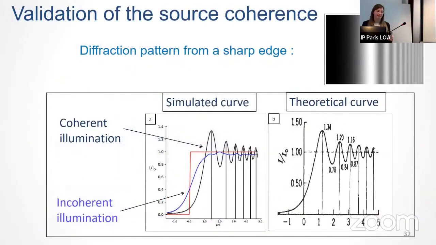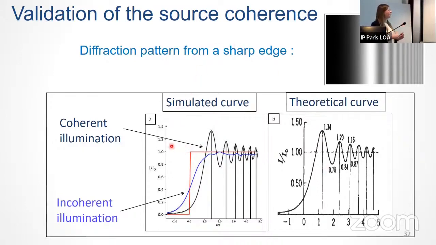We want to validate our definition of coherence inside our simulation tool. So we test on the diffraction pattern from a sharp edge. These are the two images that we had from the simulation. As you can see here, on the left you have the simulated curve in black, and on the right you have the theoretical values reported for a sharp edge diffraction.